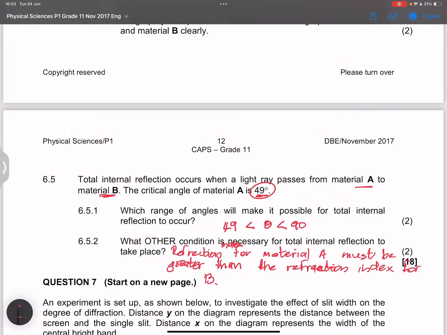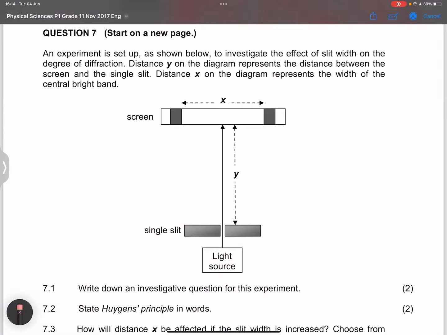Now, guys, I will still teach this section in depth, so please look out for that. I will do so in the near future. Right, so let's go to question 7. I hope that question 6 was well understood. Right, so we go on to question 7.